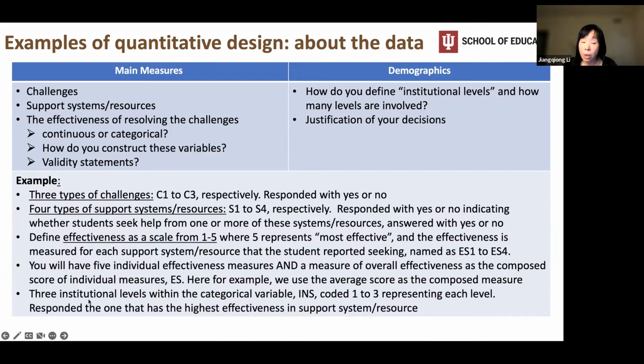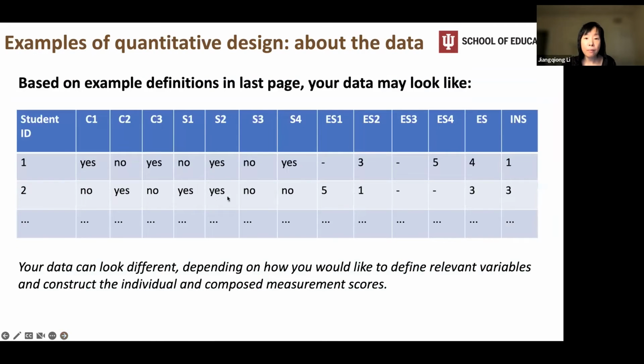And then again, we also consider institution level, and that will be a very obvious categorical variable, kind of like demographics, but it's institution level demographics rather than individual level demographics. But of course, in your data, you can have individual level demographics, including your respondents' gender, race, age, which country they come from. This all depends on how much information you need and want to collect from your participants. So based on the previous examples, you may end up with a data frame like this.